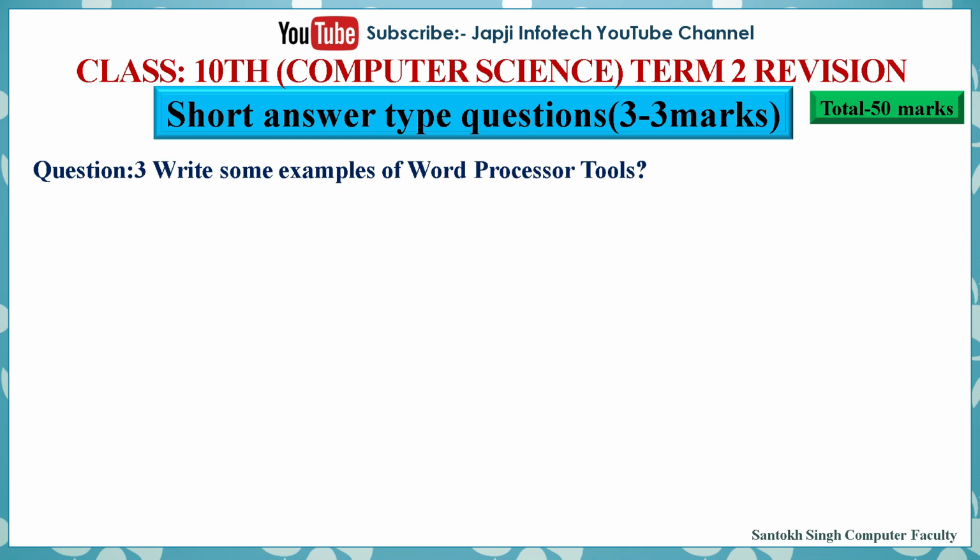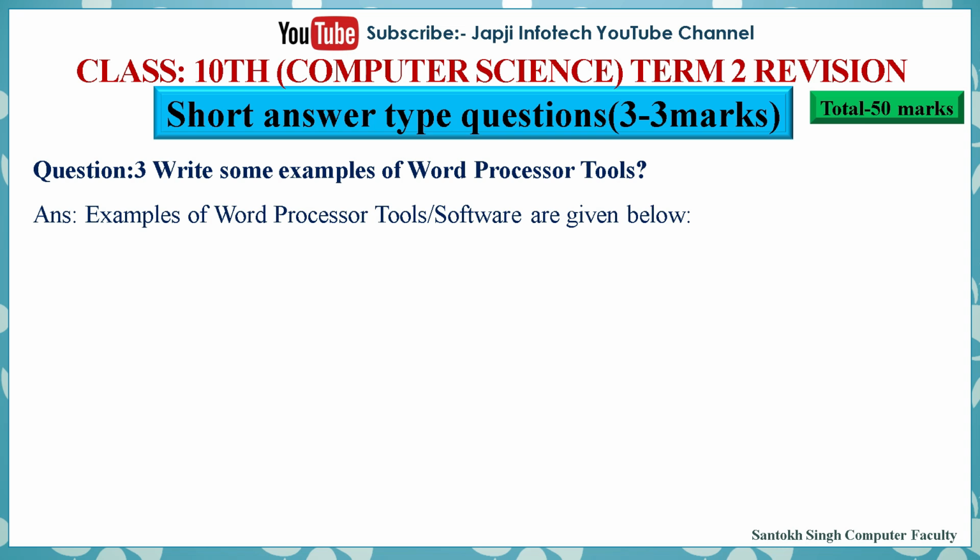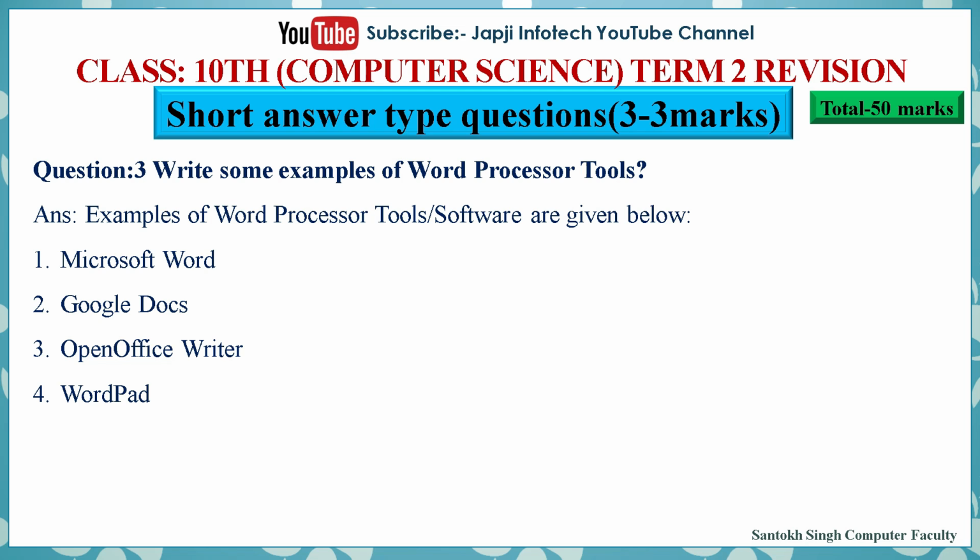And third one is, write some example of word processor tools, and the answer is, example of word processor tools or software are given below. The first one is Microsoft Word, second one is Google Docs, third one is OpenOffice Writer, fourth one is WordPad, fifth one is Word Perfect.